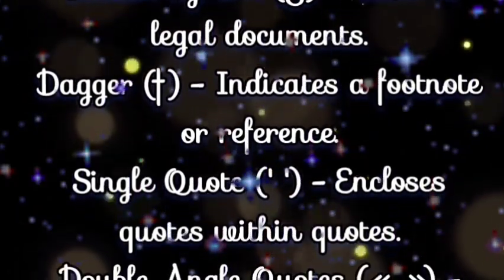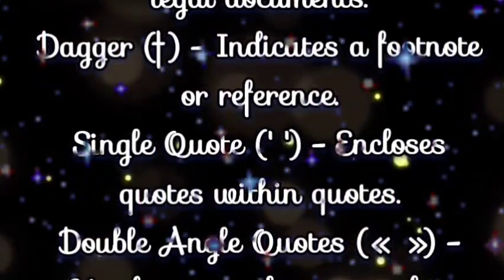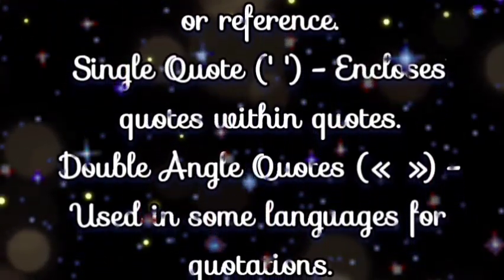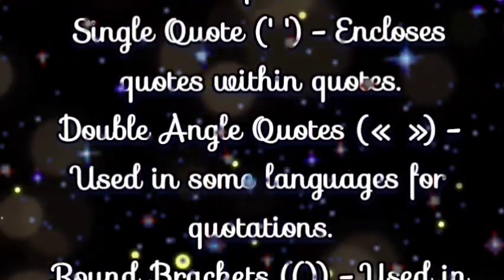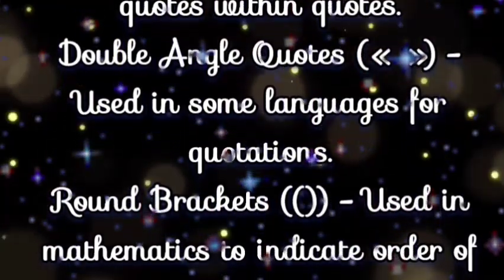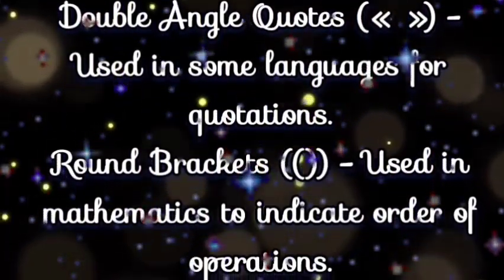Section symbol is used in legal documents. Dagger indicates a footnote or reference. Single quote encloses quotes within quotes. Double angle quotes are used in some languages for quotations. Round brackets are used in mathematics to indicate the order of operations.